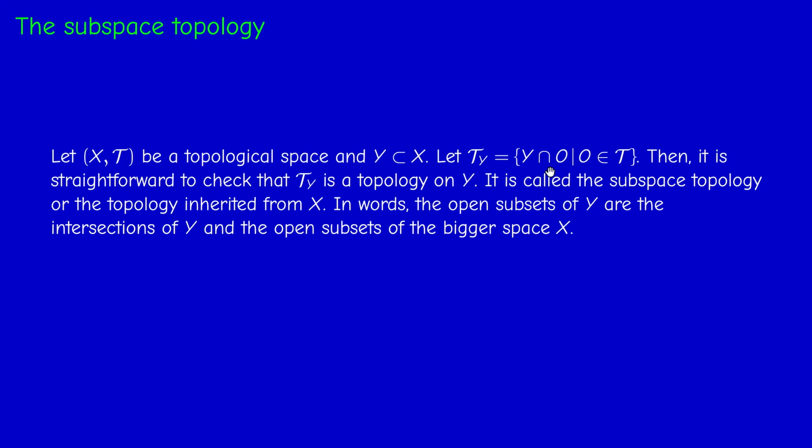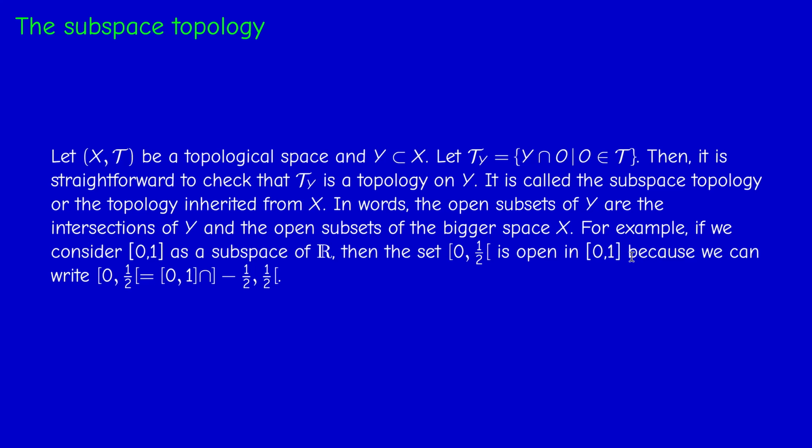So what are the open sets of Y in this topology? The open sets of Y are the intersections of Y and the open subsets of the bigger space X. And this may be confusing. For example, if you consider [0, 1] as a subspace of R, when we say nothing, it means that R is equipped with the usual topology, which is generated by the usual distance, the absolute value of x minus y.